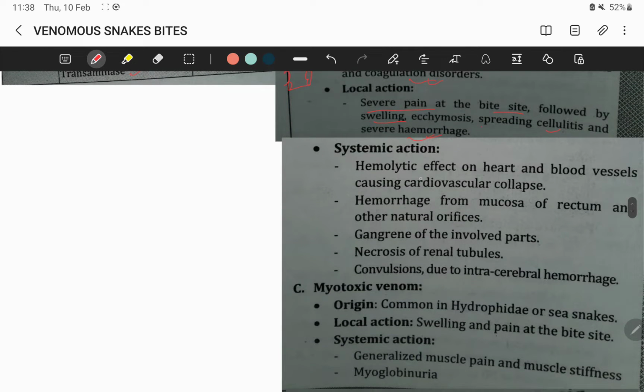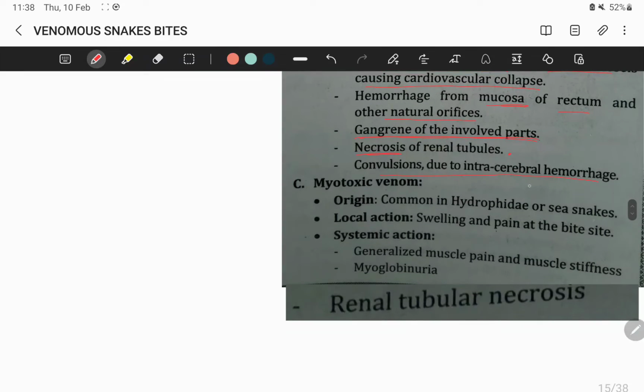The systemic effect is that if blood is hemolyzed in a massive amount, there are hemolytic effects on the heart and blood vessels, causing cardiovascular collapse. There is hemorrhage from the mucosa of the rectum and other natural orifices; wherever there are openings, the hemotoxin will cause hemorrhages. Gangrene of the involved part can also occur. It will also affect the kidneys by causing necrosis. Convulsions are due to intracerebral hemorrhage: the hemorrhage causes CNS symptoms, so it causes convulsions.